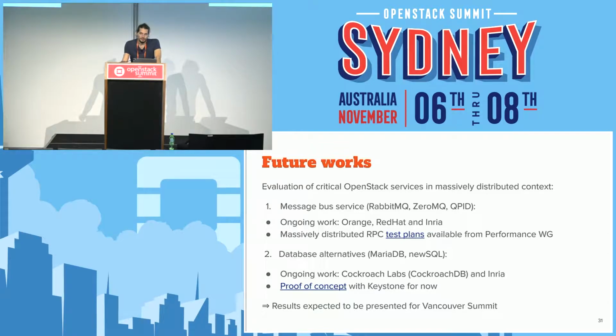The second thing we want to do is to evaluate alternatives for databases, more particularly on the NewSQL paradigm. This is ongoing work with Cockroach Labs, since Cockroach claims to bring scalability while providing an SQL API. For now, we have a proof of concept based on Keystone, but it's just ongoing work, and the results are expected to be presented at the Vancouver Summit.